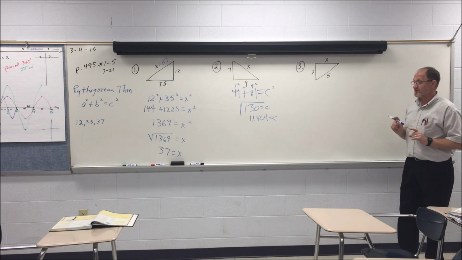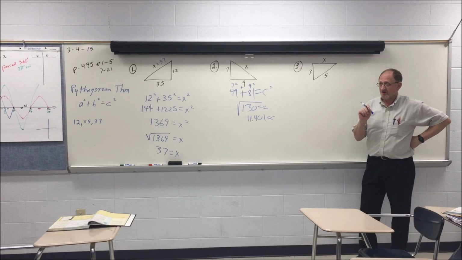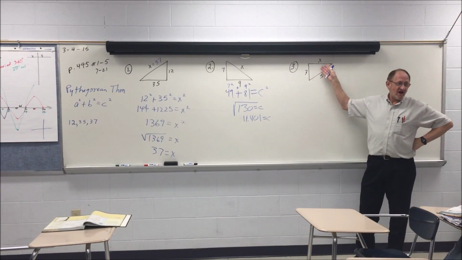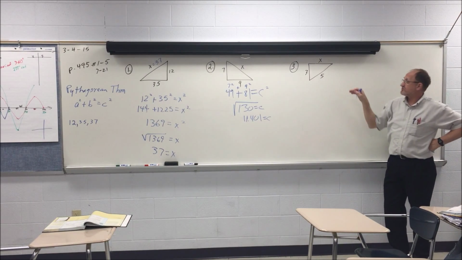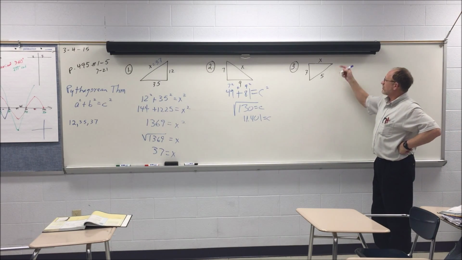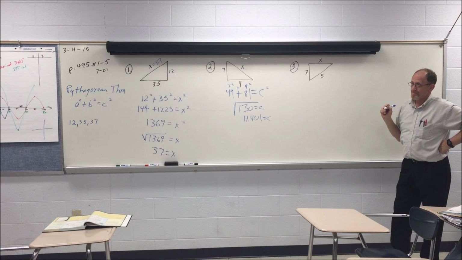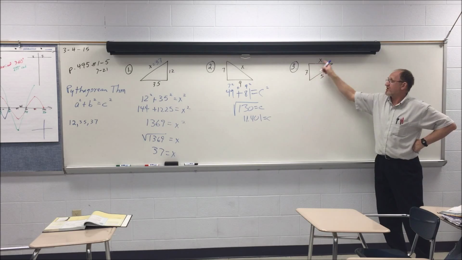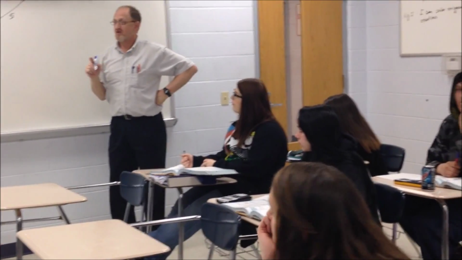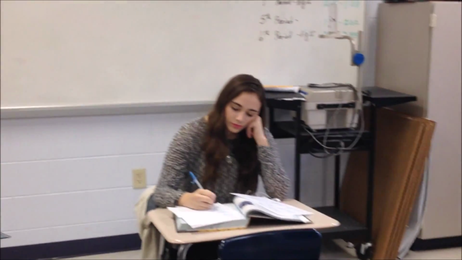Number 3 is a little different, right? What's different about number 3? 5 is the hypotenuse length. 5 is the longest side. So 5 is your hypotenuse. Which one is A, 3 or X? It doesn't matter whether you call 3 A or X A. A and B, it doesn't matter which order you use those in. What does matter is that you've got the longest side as your hypotenuse.